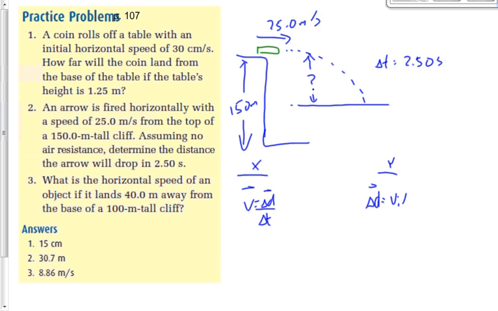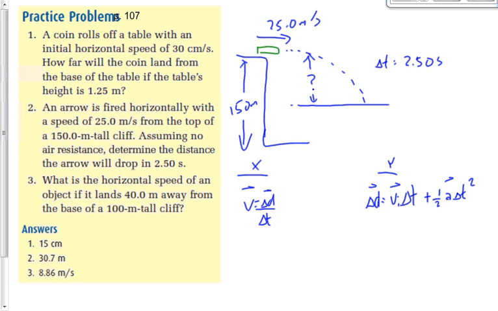If you have your data sheet in front of you, you'll get it. As long as you remember more or less which one it is, check your data sheet and you'll get it. VIT plus 1/2 AT squared. You don't need to memorize the equation. You just need to be able to know when you look in your data sheet which one to put there.